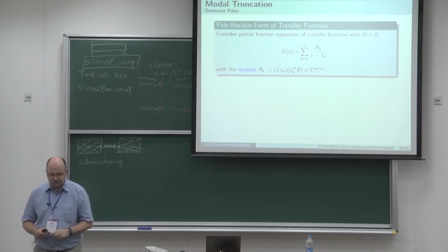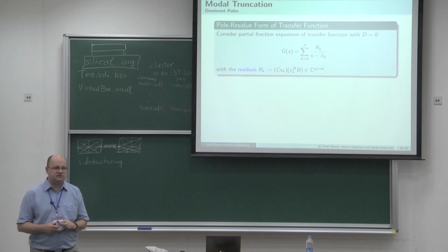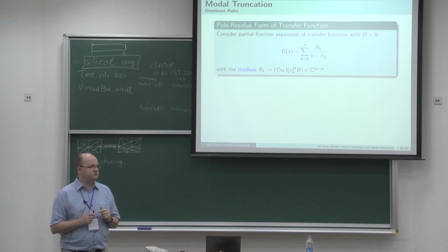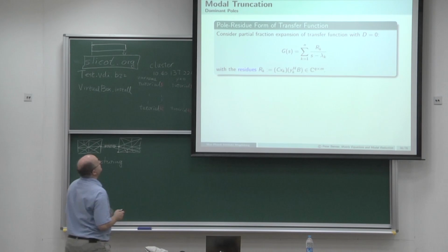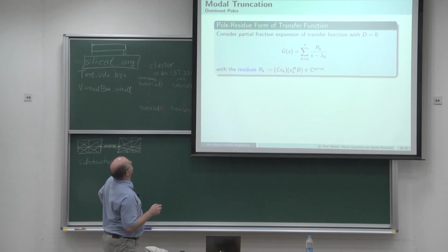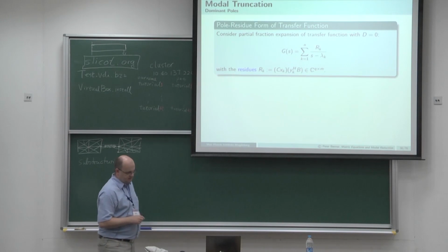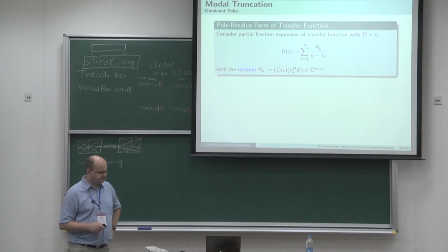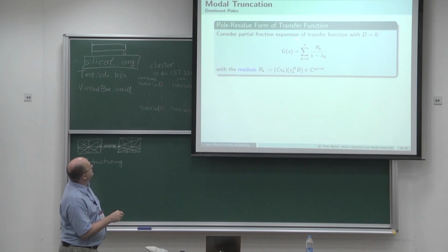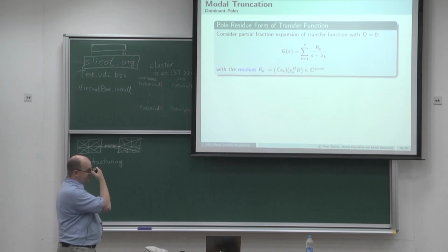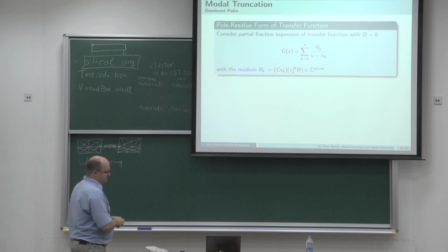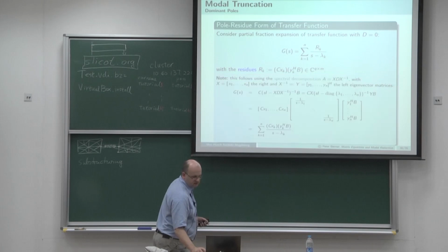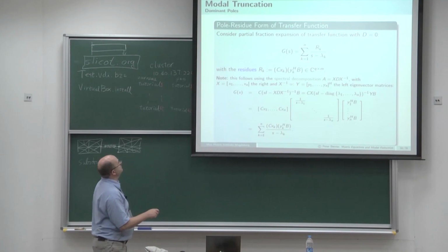So now we want to make a more intelligent choice of our modes in the modal truncation procedure. And for that we need what is called the pole residual form of a transfer function. Assume for simplicity that D is equal to 0. And then you can do a partial fraction expansion of your transfer function in the following form. And this is quite easy to show just using the eigendecomposition of A.